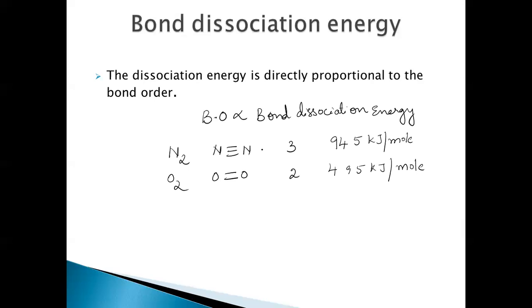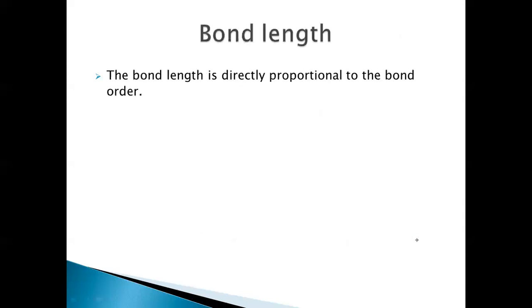So we can say that the stability of the molecule can also be explained based on bond dissociation energy, where stability is directly proportional to bond order and also directly proportional to the bond dissociation energy. That means the more the bond order, the more the stability, or the more the bond dissociation energy, the more the stability of the molecule. Right. Next is bond length.